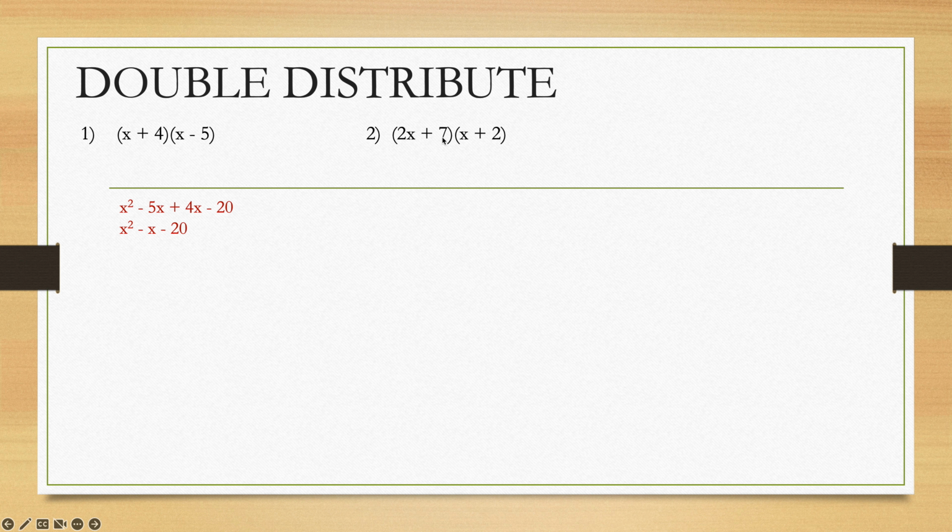Number two, 2x times x is 2x squared, 2x times 2 is 4x's, 7 times x is 7x's, and 7 times 2 is 14. Yes, 7 times 2 is 14, but 7 plus 2 is not 11. And that brings us to a stark reality.